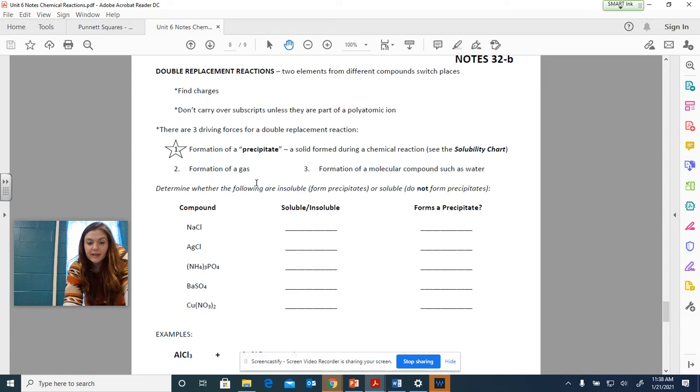They also usually form a gas or formation of molecular compounds such as water. So determine whether the following are insoluble. If they're not soluble, then they're solid, then it's a precipitate. Or if they are soluble, which means it doesn't form a precipitate. So that's all we're gonna do: tell me is it soluble or insoluble, and then tell me if it forms a precipitate, okay?